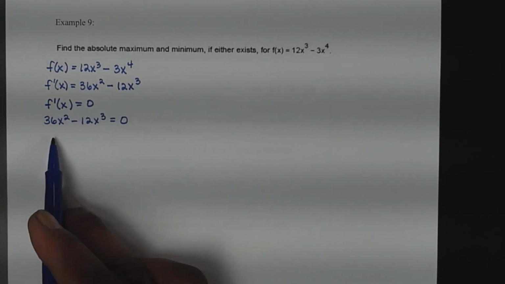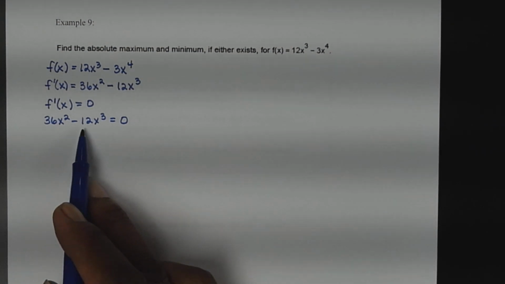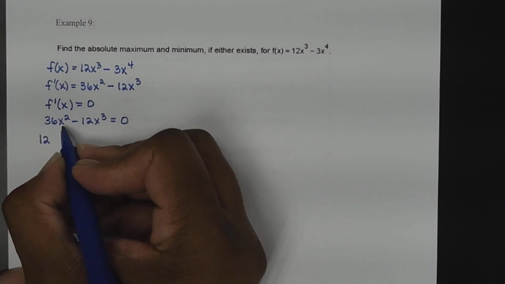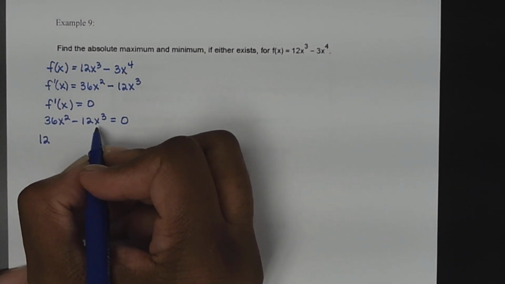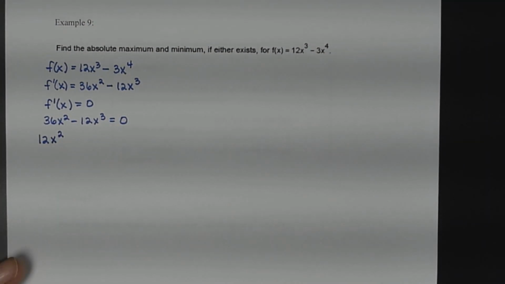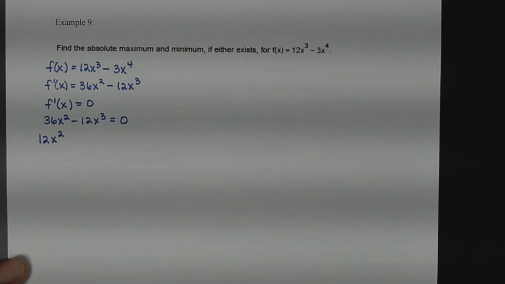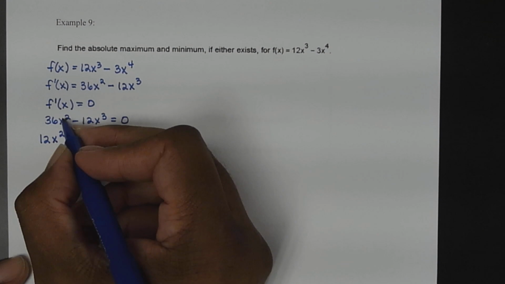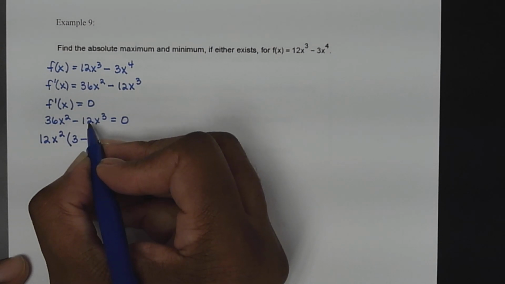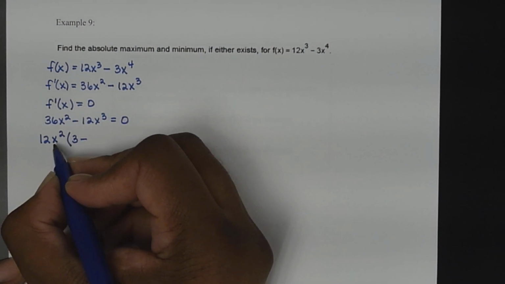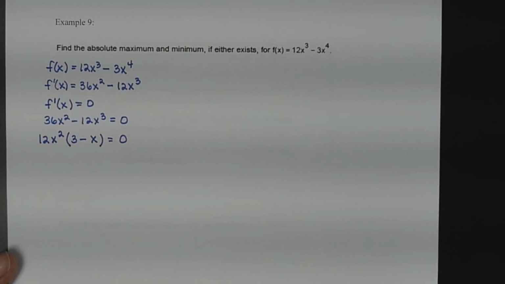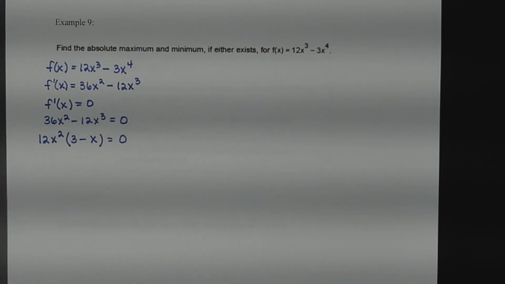All right, so now let's factor the left-hand side. 36 and 12 have a common factor of 12, so I know I can factor out the 12. X squared, x cubed, there's an x that's in both. I'll take the one with the smallest exponent as the common factor. It will have to be x squared. So 12x squared will be the common factor. 36x squared divided by 12x squared is just 3, minus 12 divided by 12, that's 1. But if I factor x squared out of the x cubed, I'll be left with an x. So I have 12x squared times 3 minus x equal to 0.